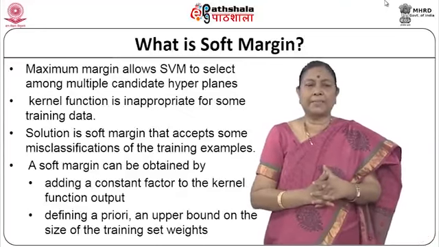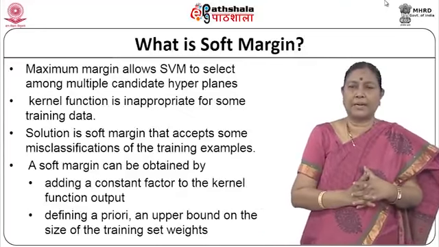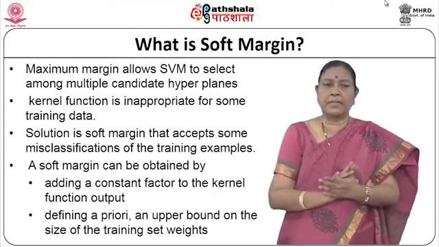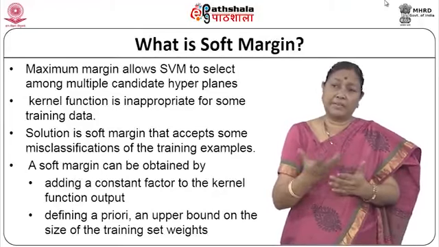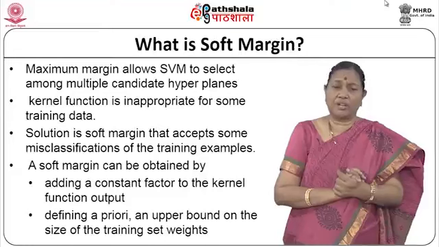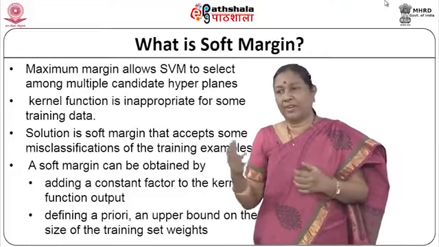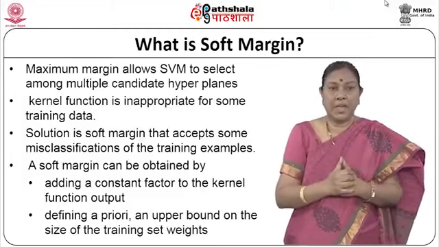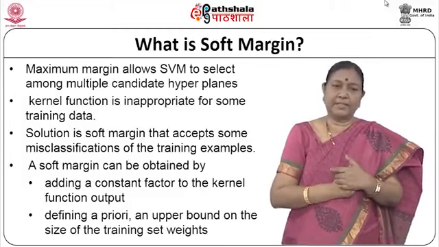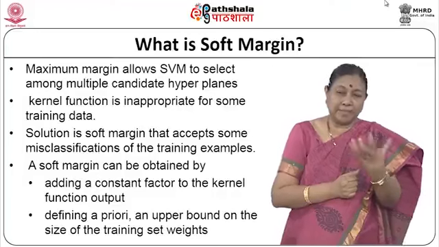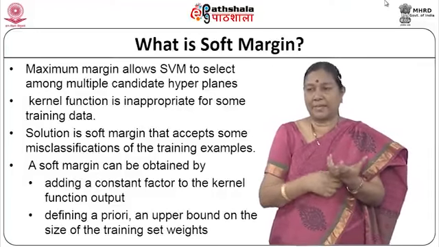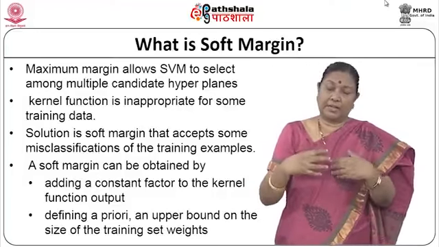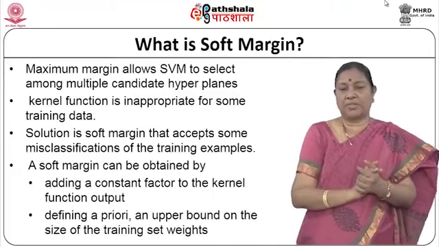Just a recap. Maximum margin allows SVM to select among multiple candidate hyperplanes. Kernel function is incorporated for some training data. The solution is the soft margin. Sometimes you can directly go for a kernel where you change from a lower dimension to a higher dimension, but here we go for soft margin that accepts some misclassification of the training samples. If it is extensive misclassification, you cannot use soft margin.